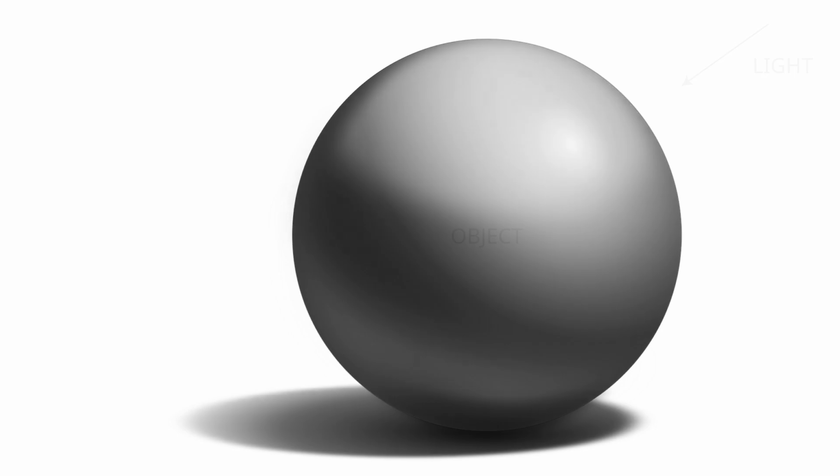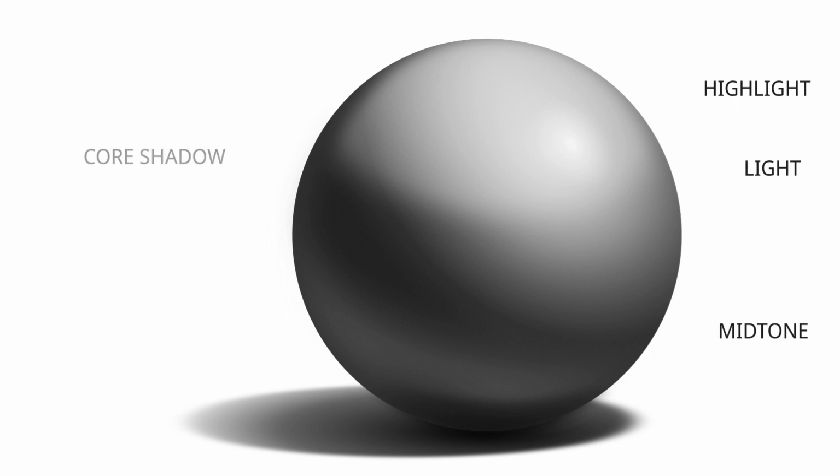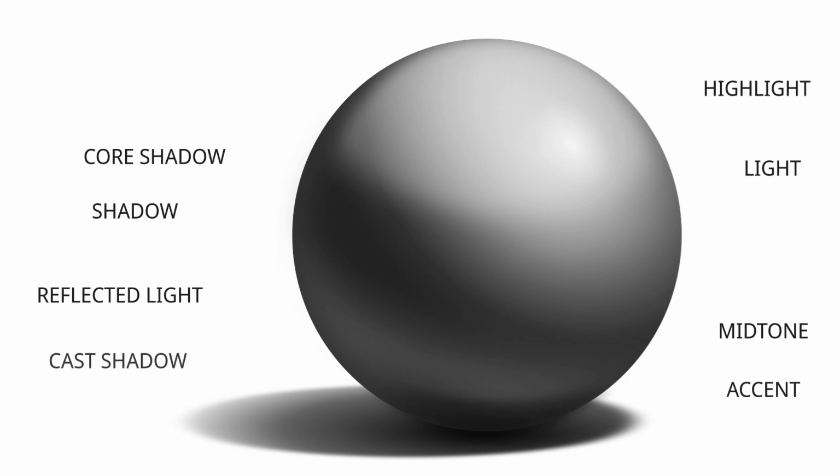We can create an illusion of a form by understanding how light reacts on the object. Light is understood on the object through highlight, light, midtone, core shadow, shadow, reflected light, accent, and cast shadow.